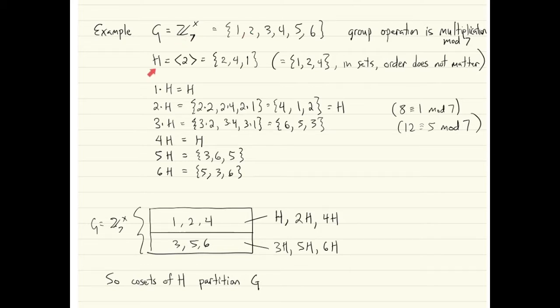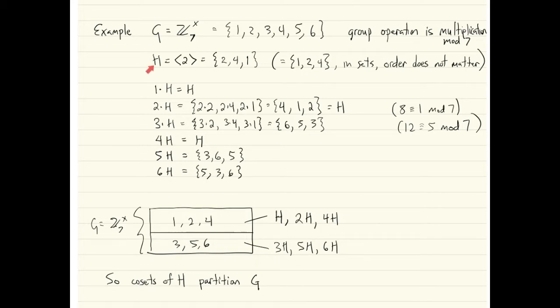Now let H be the subgroup generated by 2. In other words, we take all the powers of 2. So 2 squared is 4, 2 cubed is 8, but we're in mod 7 land, so 8 is the same as 1, and that's how I got 1 here, and then if you multiply 1 again by 2, you're back here. This is the set {2, 4, 1}, and when you write sets, the order that you list the elements in does not matter, so I could also write the set as {1, 2, 4}. Okay, so here's our subgroup H.